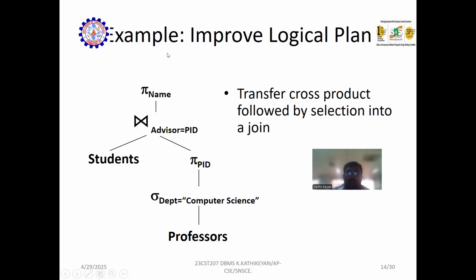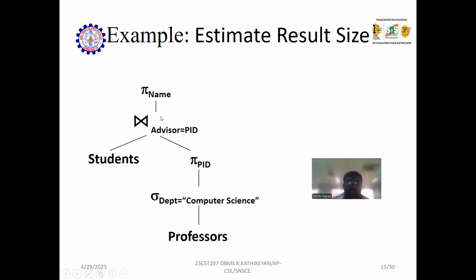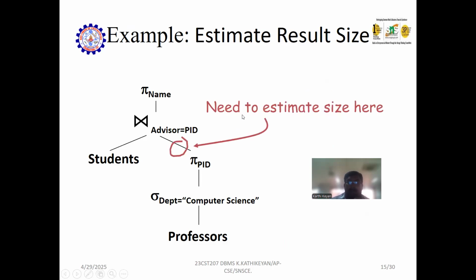For example, improve the logical plan for name and advisor. Joins, left join and outer join, can be modified, and after that advisor PID and student name, students, pi PID, sigma department equal to computer science and professor. Transform the cross product followed by selection into the join. This is one of the ways of an example logical plan. This is the estimated size: pi name, pi advisor, student, PID, sigma department computer science, professor. So before you verify, it is compared, and this is a need to estimate the size in the process.